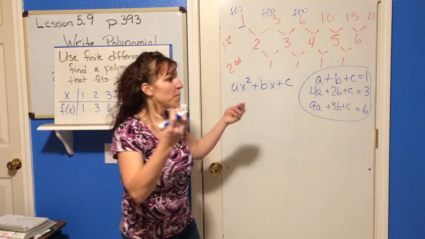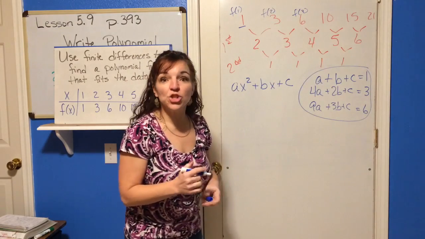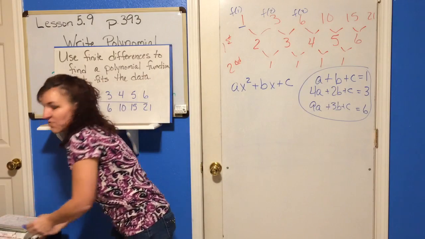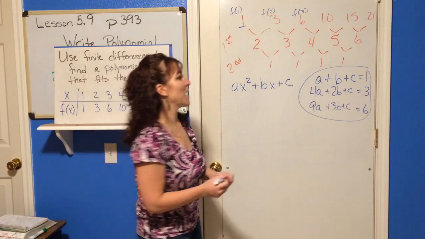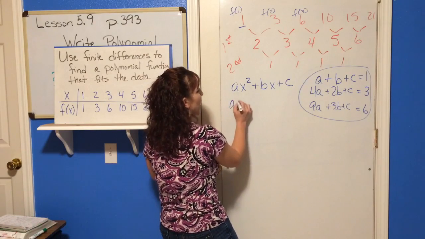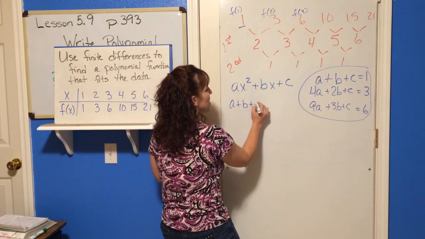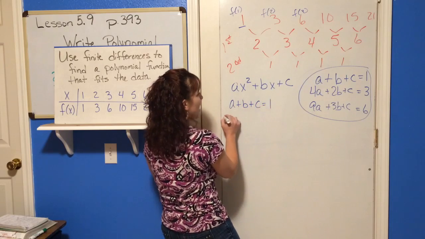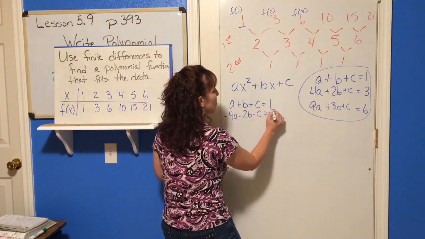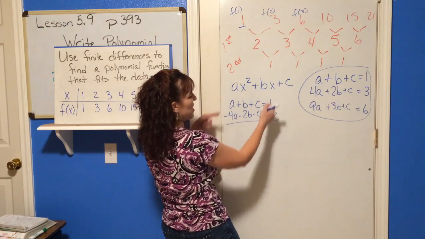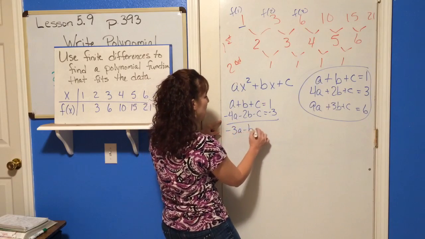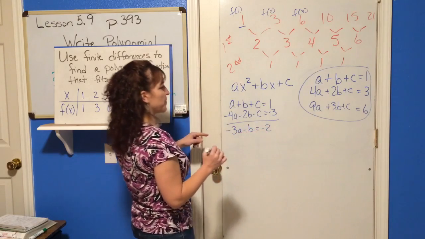Now this looks like something that you have solved before, right? So you can use addition and solve these. Let's just do it really quick. If you think you got it, go ahead and pause it, and then you can fast forward and see if yours matches mine. What I'm going to do is combine the first 2. a plus b plus c equals 1, and negative 4a minus 2b minus c equals negative 3. It would have been better to make this one negative so I didn't have to deal with negatives, but that's okay. Negative 3a minus b equals negative 2.